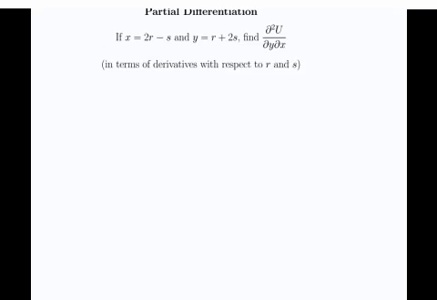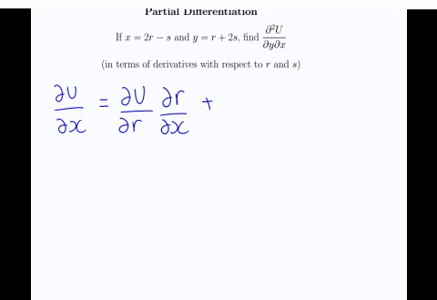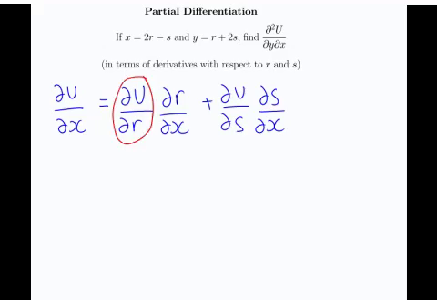So let's proceed slowly and look first of all at the first derivative, partial du by dx. I'm going to use the chain rule here. It can be written as partial du by dr, dr by dx, plus partial du by ds, ds by dx. That's the chain rule. Let me just explain what these terms are. These two here I'm allowed to keep in the answer because, as I said, I don't know what capital U is, so they are going to stay in the answer.